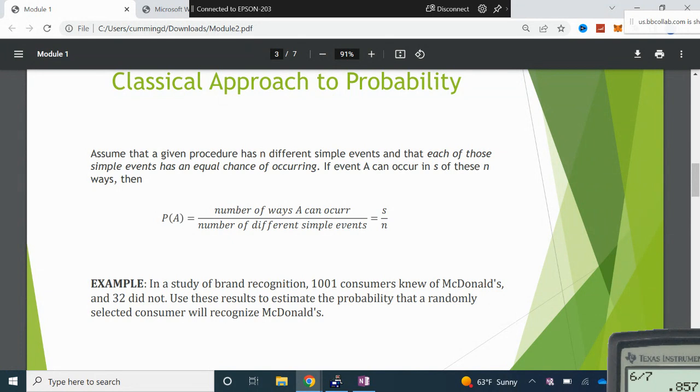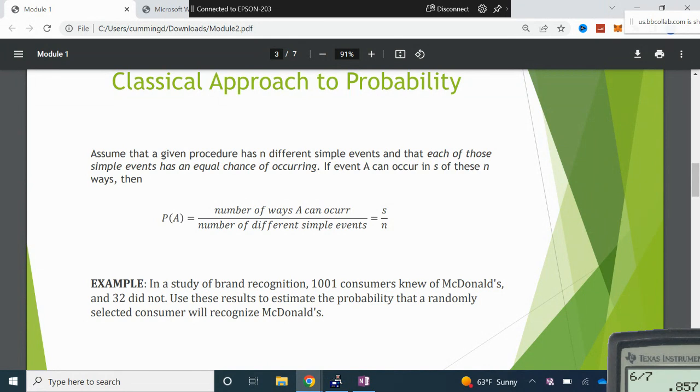It says in a study of brand recognition, 1,001 customers knew of McDonald's, and 32 customers have never heard of McDonald's. Use the results to estimate the probability that a randomly selected customer will recognize McDonald's. So we're going to use this probability formula.